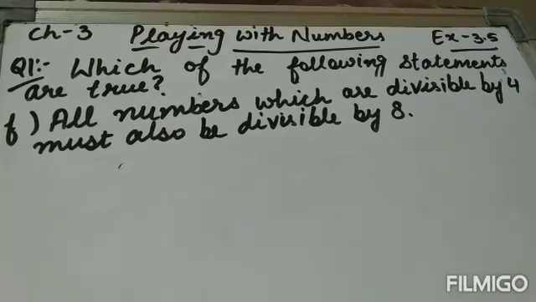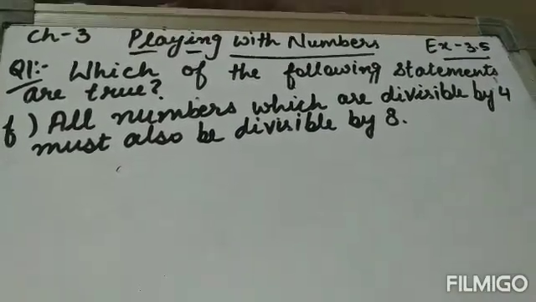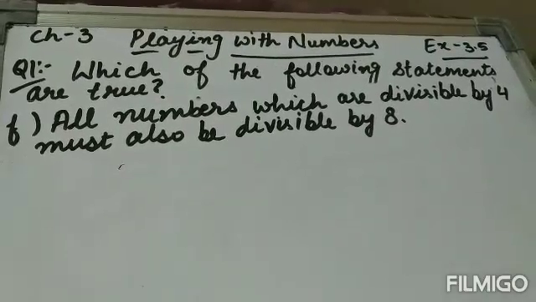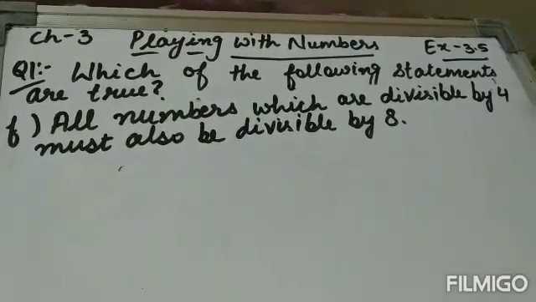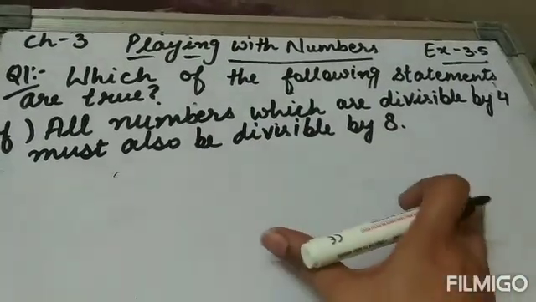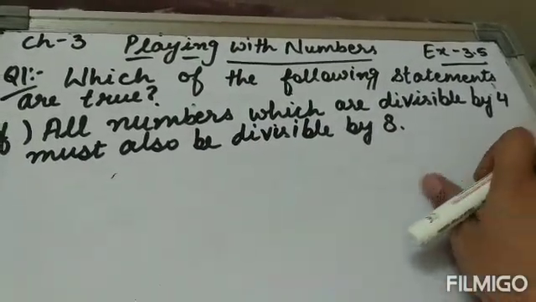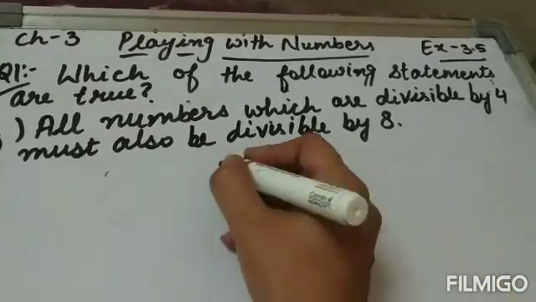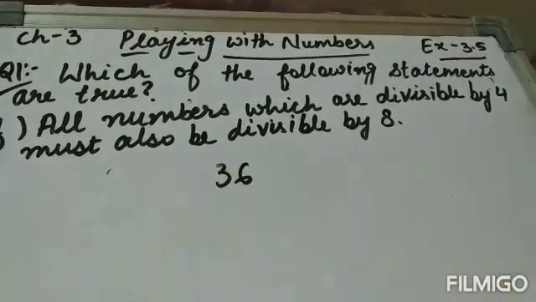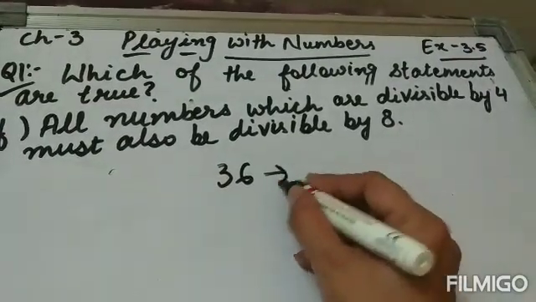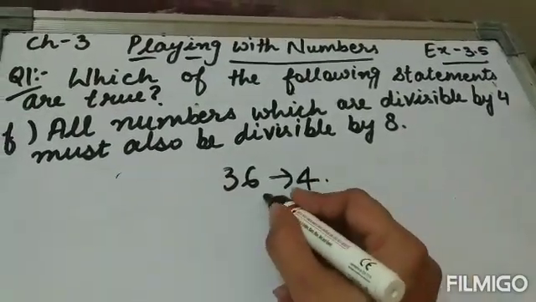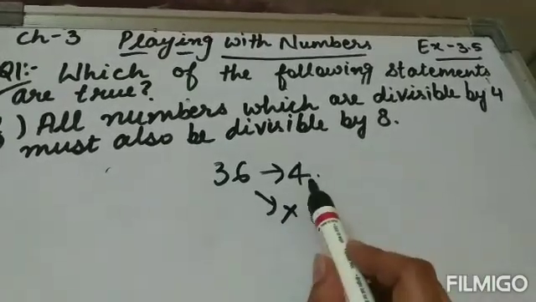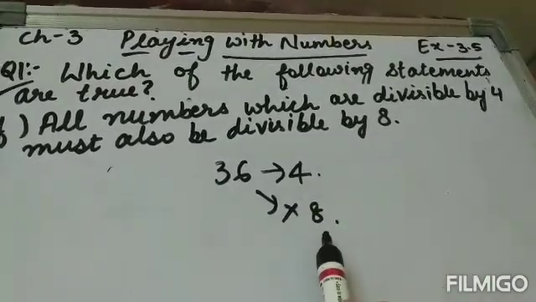F part is all numbers which are divisible by 4 must also be divisible by 8. Means सभी नंबर जो 4 पे divisible है वो 8 पर भी divisible होंगे. This we have to check. See, I am having a number 36 and 36 is divisible by 4, but this is not divisible by 8. 36 is divisible by 4, but it is not divisible by 8.